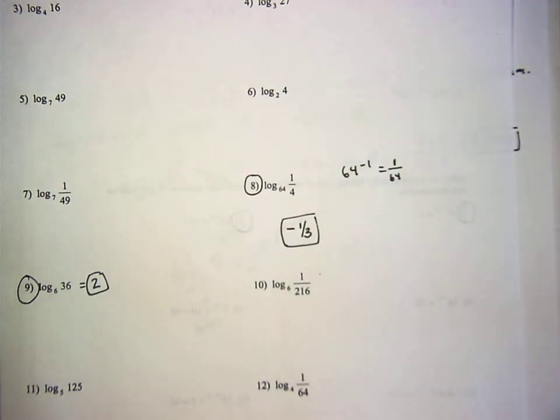Because the third root of 64 is 4. That's a tough one. Wait, so how do you put it in your calculator? So you want to put what into your calculator? You could do that.